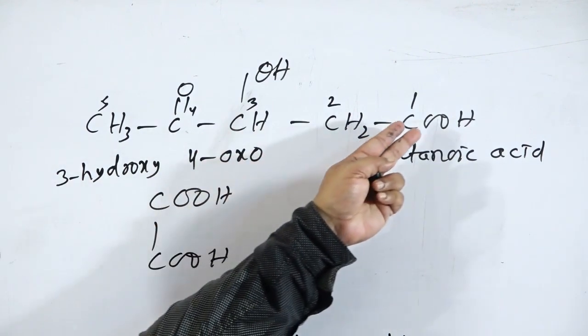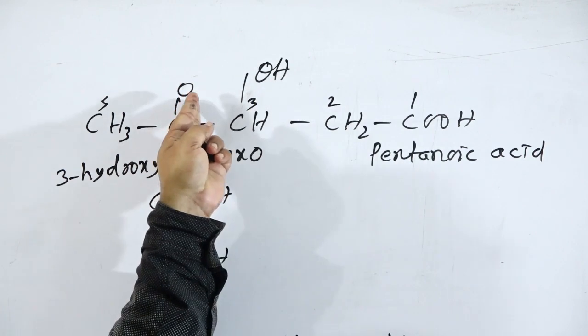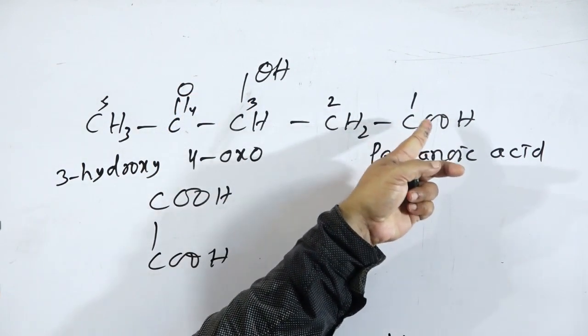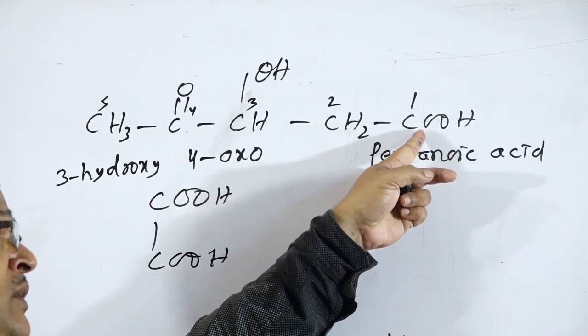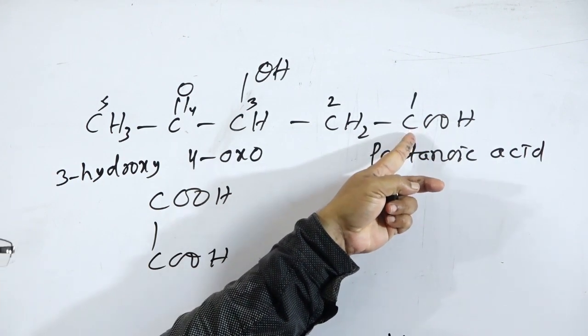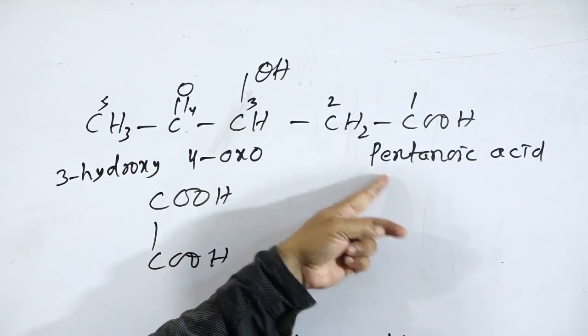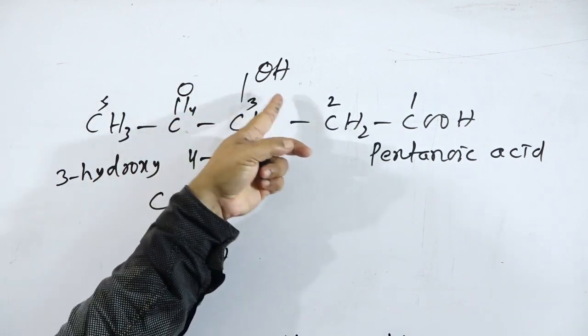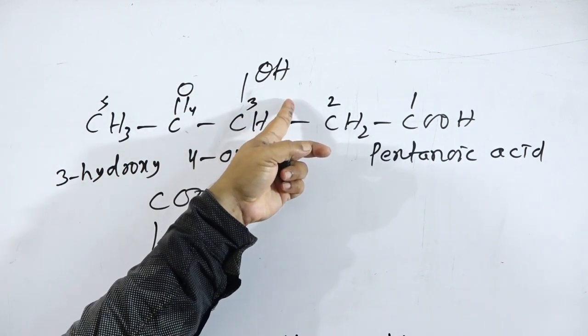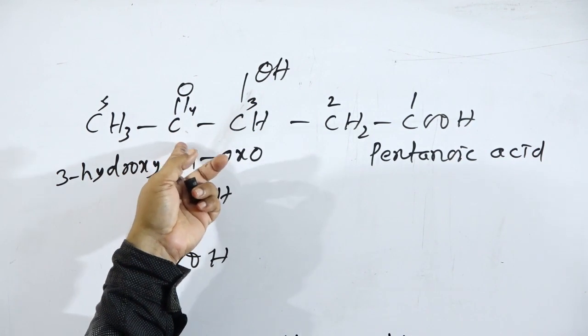Because the compound contains three functional groups, the COOH group is the senior group, and the name is made according to it, alkanoic acid, pentanoic acid. The other two are treated as substituents: the OH group as hydroxy, and the CO group as oxo.